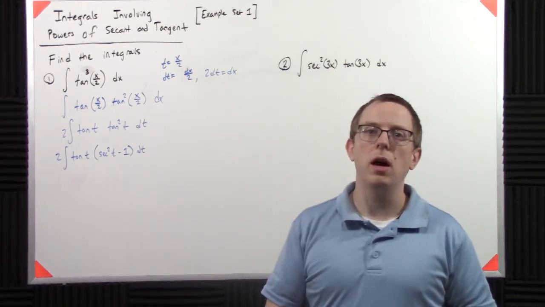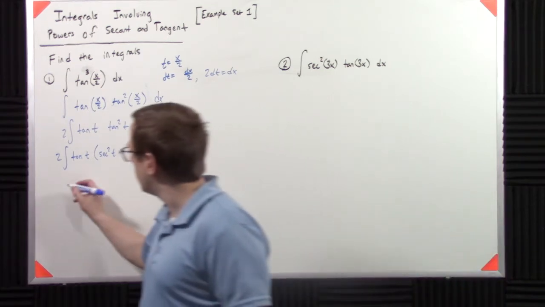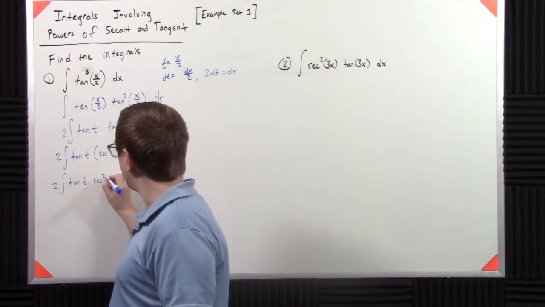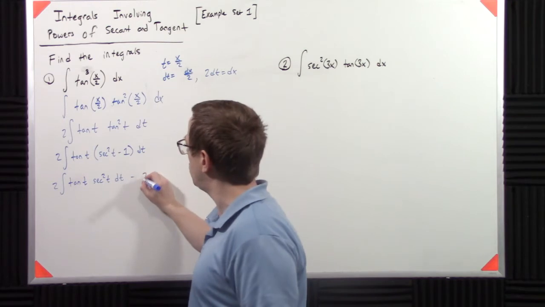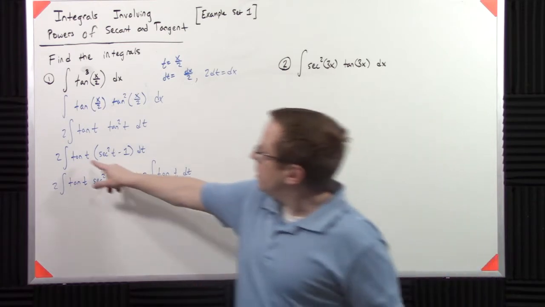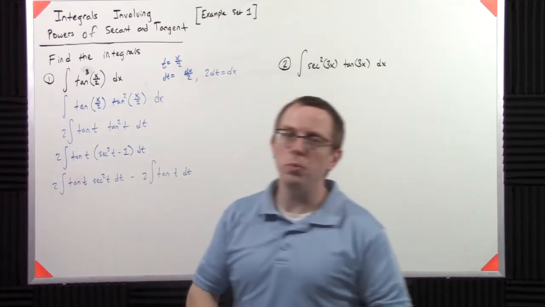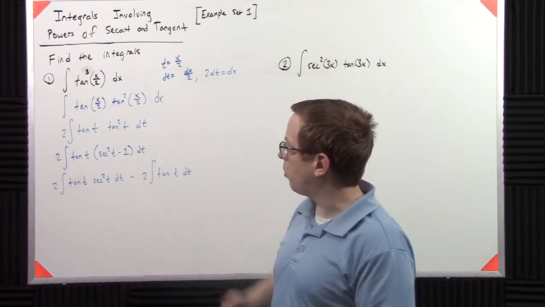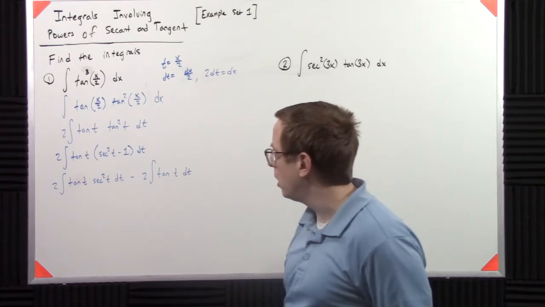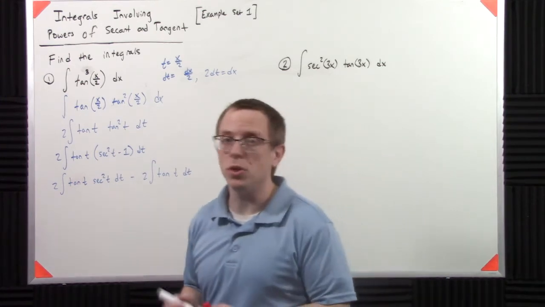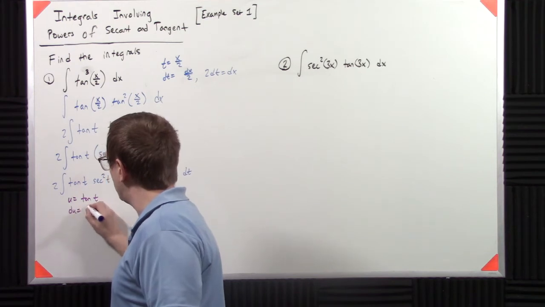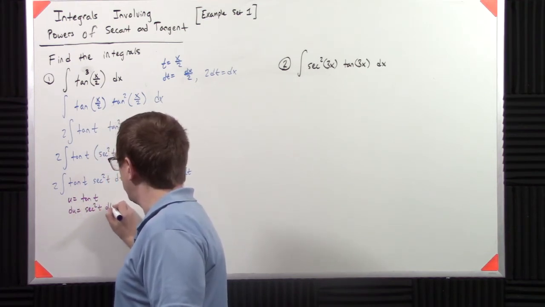What that allows me to do is split into two integrals: 2 tangent t secant squared t dt minus 2 tangent t dt. The tangent t times minus 1 comes out with another 2. Splitting that out is very important because now we can do two separate integrations. For this one I can do a u sub: u equals tangent of t, du equals secant squared t dt.